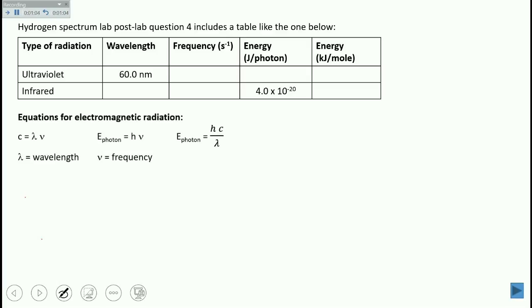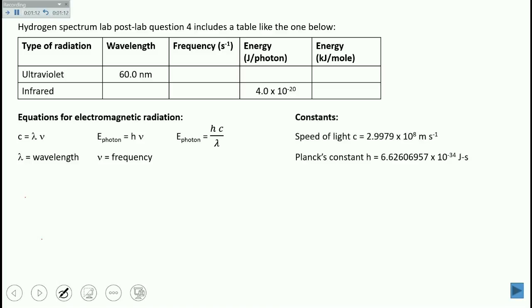Here's the three equations for electromagnetic radiation. The first is speed of light c equals lambda, the wavelength, times nu, the frequency. The second equation is the energy of a photon equals Planck's constant, h, times nu, the frequency. And the last equation is simply derived from the first two. The energy of the photon is Planck's constant, h, times speed of light, c, divided by wavelength, lambda.